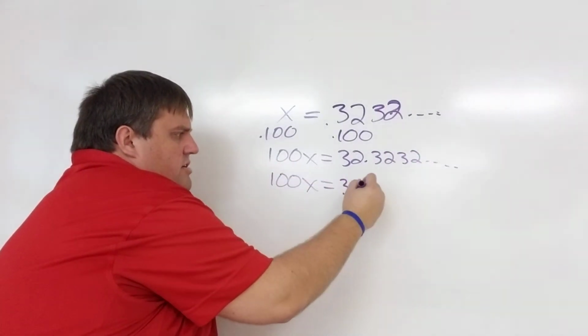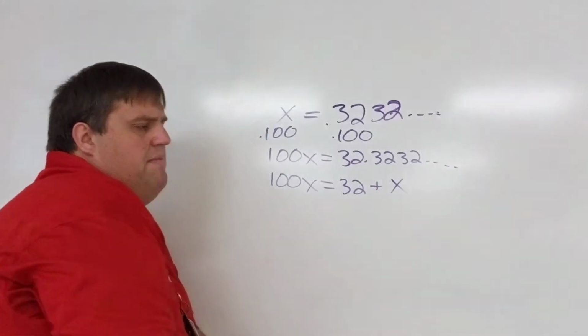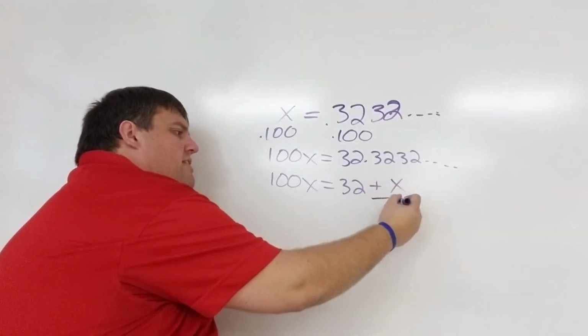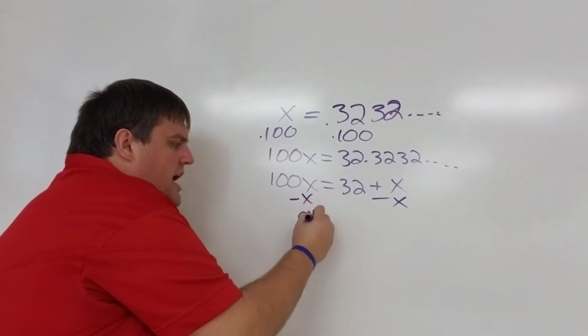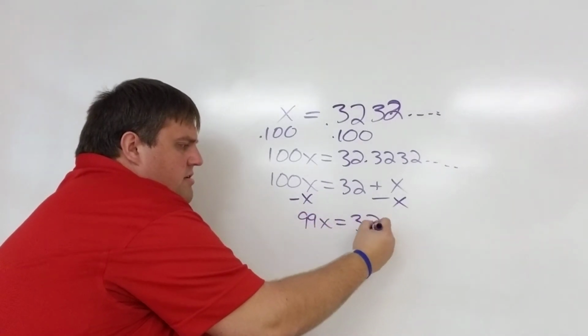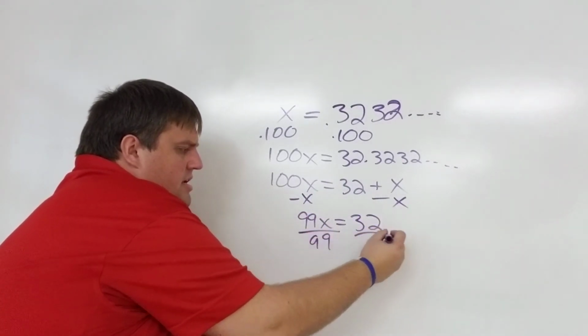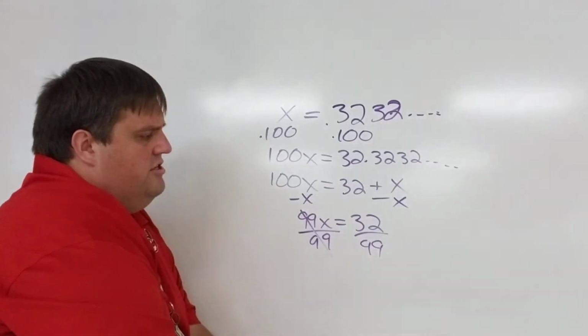100x equals 32 plus x. Rewrite that part as plus x. Subtract that 1x from both sides. That gives you 99x equals 32. And then divide by 99. And there is your fraction.